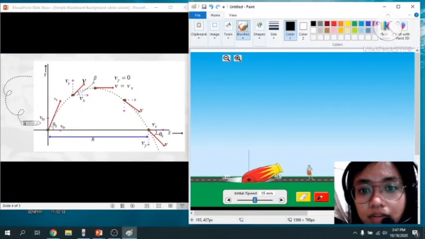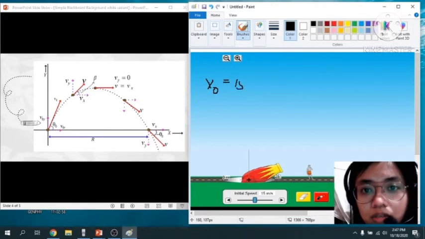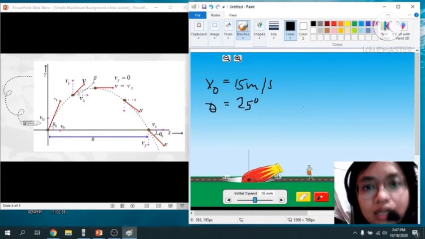And we have a given initial speed, symbolized by v equals v0, which is 15 meters per second. Then we also have the angle. So we have this angle of 25 degrees, with 0 meters.